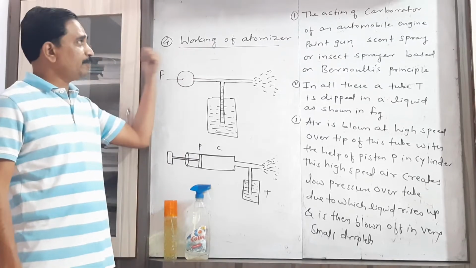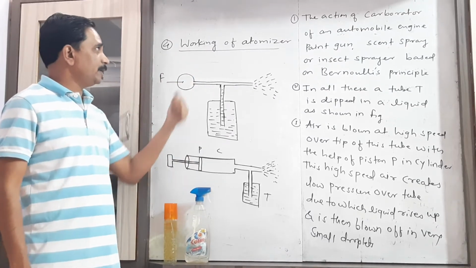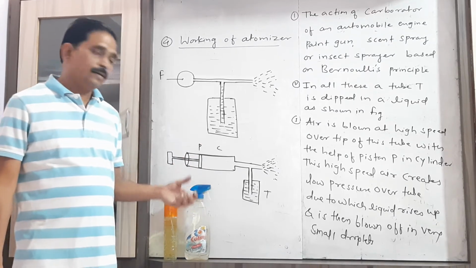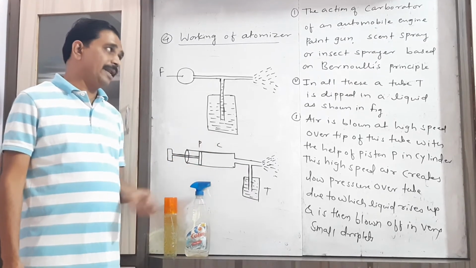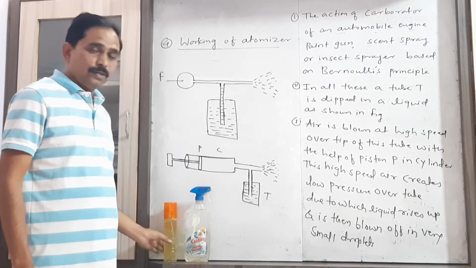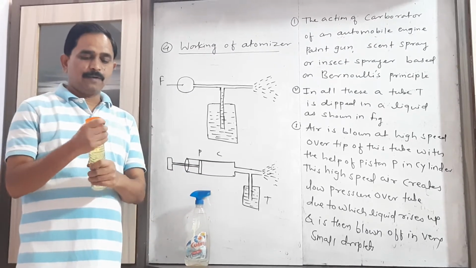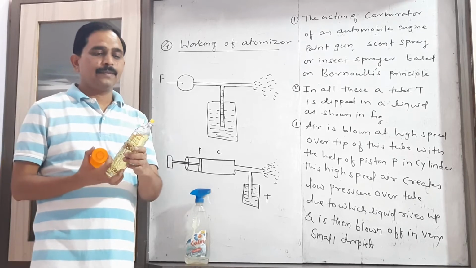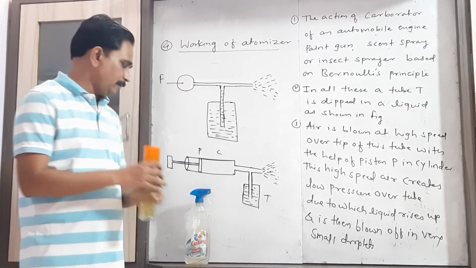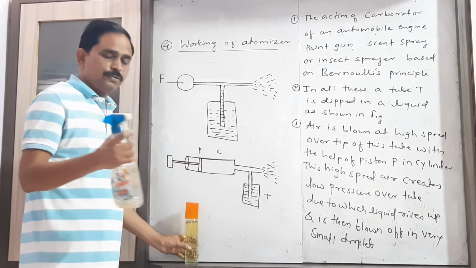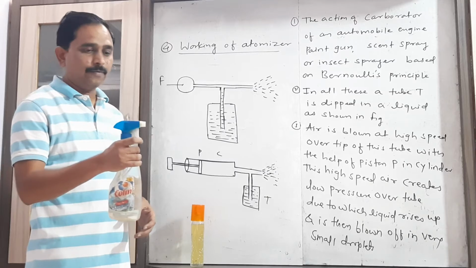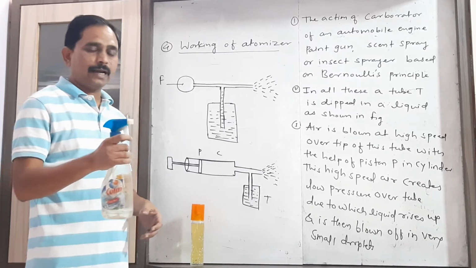Now let us consider the fourth application, that is the working of atomizer. This atomizer we use in our daily life also with different names. Just like this is a perfume sprayer, where we use this principle, that is working of an atomizer. We can also use this atomizer just to clean our valuable devices like TV, fridge.